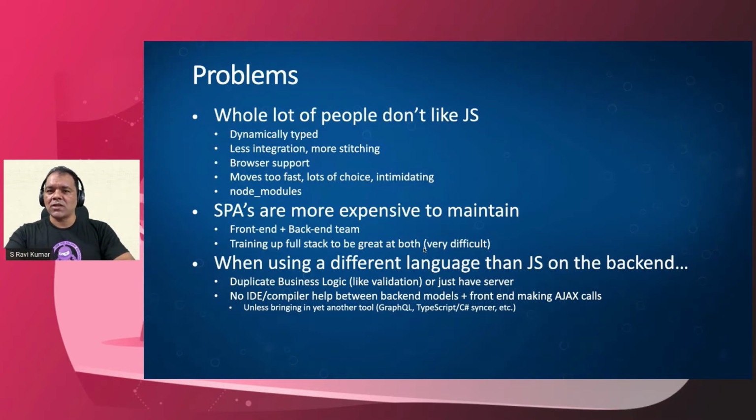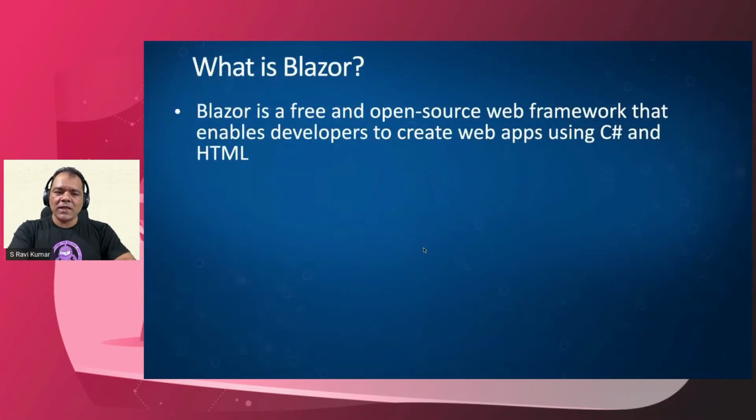They are growing, so they think, what should we do? Which technology should we go on? So we have Blazor as a solution for this. So what is Blazor? Blazor is basically a free and open source web framework that enables developers to create web apps using C# and HTML. So you don't have to learn JavaScript for this.